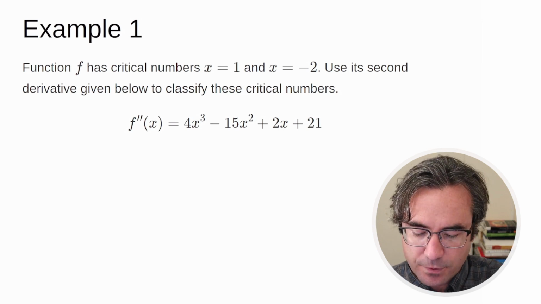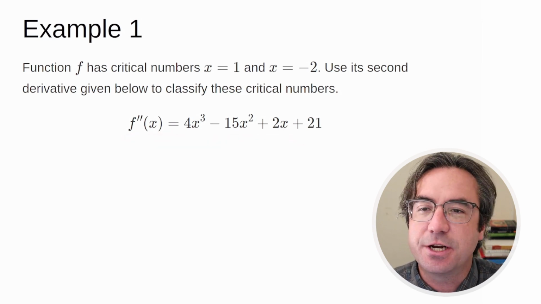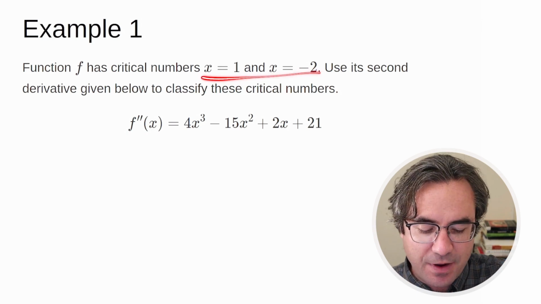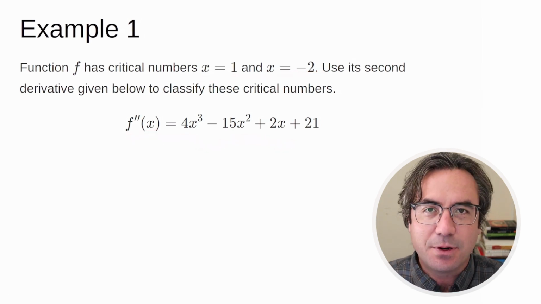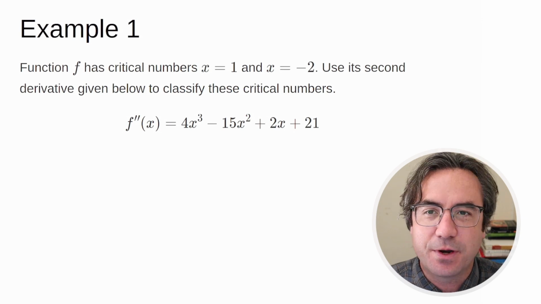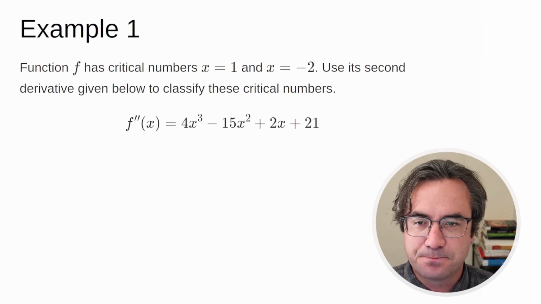Now, normally, we're given more information here. In some of the other examples, we'll actually have to find these critical numbers, and then calculate the second derivative. But we're given some info here. We're just here to see how the test works.